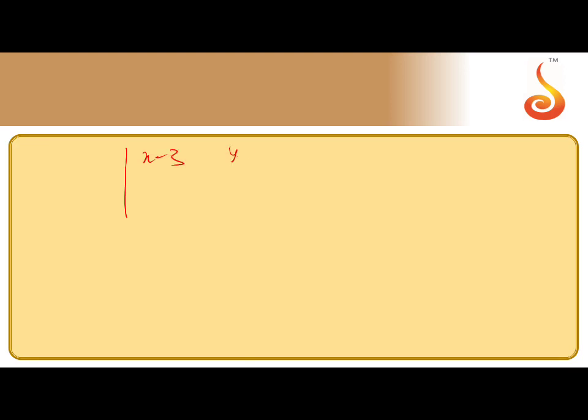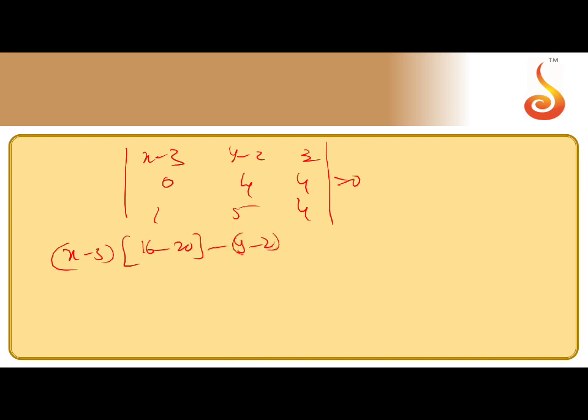X minus 3, y minus 2, z, 0, 4, 4. Next one, 1, 5, 4 equal to 0. We can solve x minus 3 into 60 minus 20, y minus 2 into 0 minus 4, z into 0 minus 4. Minus 4 means minus 4, here minus 4, minus 4, minus 4.